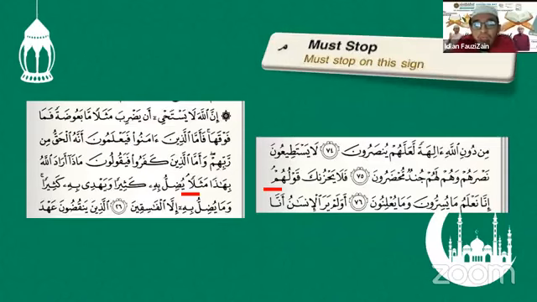Okay, so first we go to the mim sign, which we call Wakaf Lazim. Actually, for me, names like Wakaf Lazim and Wakaf Hasan may not be that important for us, because that part is for those who learn in higher institutions or learn in detail about this part. For us, we just want to remember the sign and the meaning behind it. So firstly, mim means that we must stop.